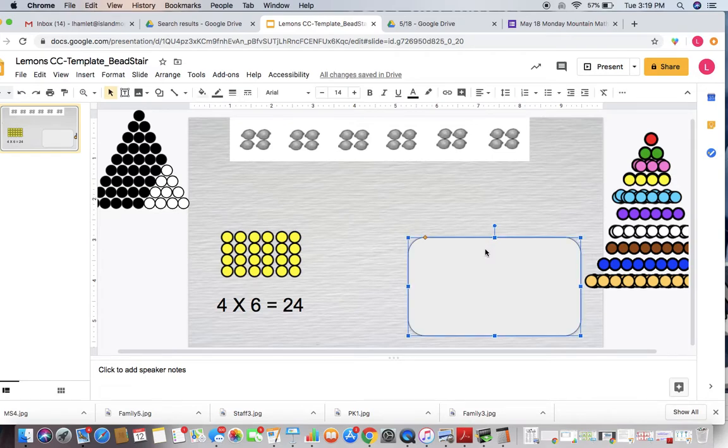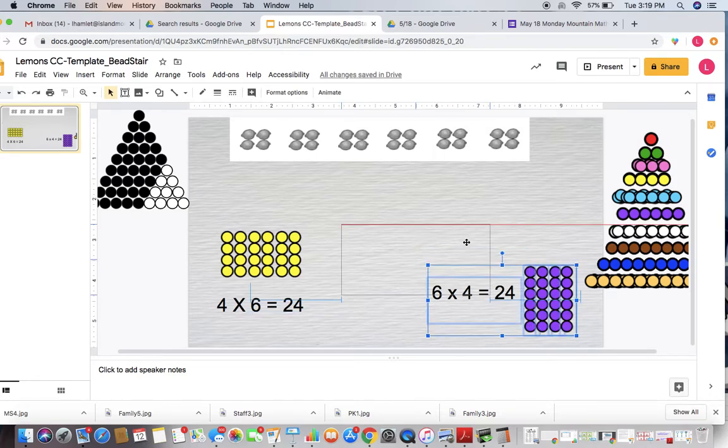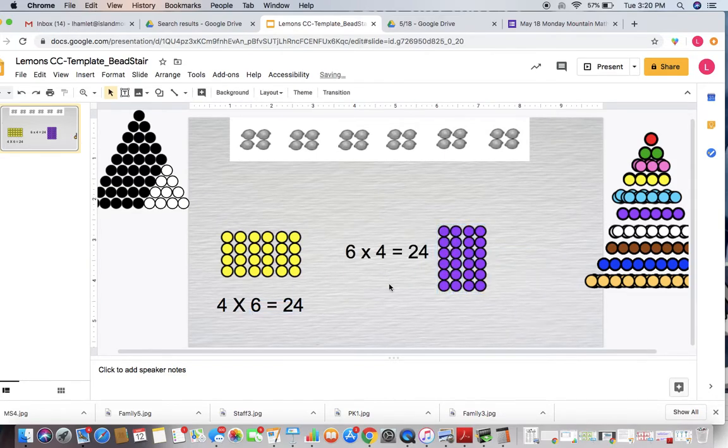So let's think about it in another way. Reveal my next one. So here I have an additional multiplication sentence that belongs in the same family. I'll bring it close here. So this is the same rectangle. As you can see, it has the same shape. We could superimpose them and they would match.